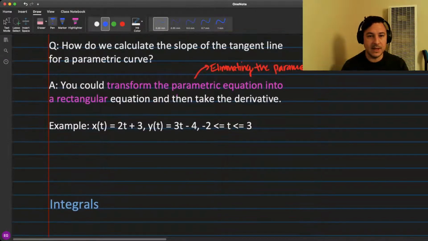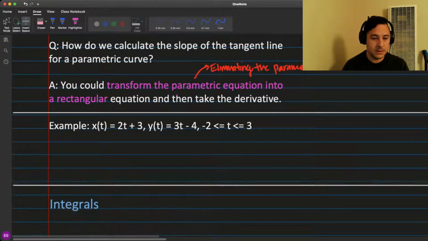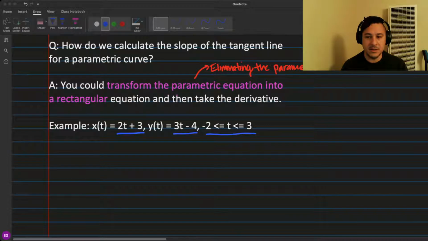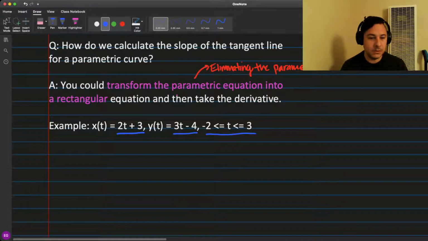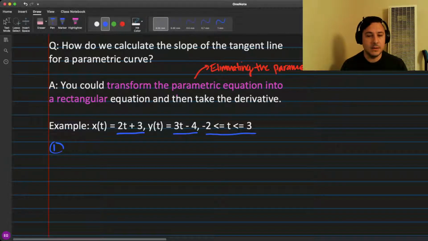I'm going to give us a little more space. There we go. So we have our parametric equations, x of t equals 2t plus 3, and our second parametric equation, y of t equals 3t minus 4. We've got our domain. Okay, just to remind people, what was the first step on eliminating the parameter? Solving one of the equations for t, yeah.